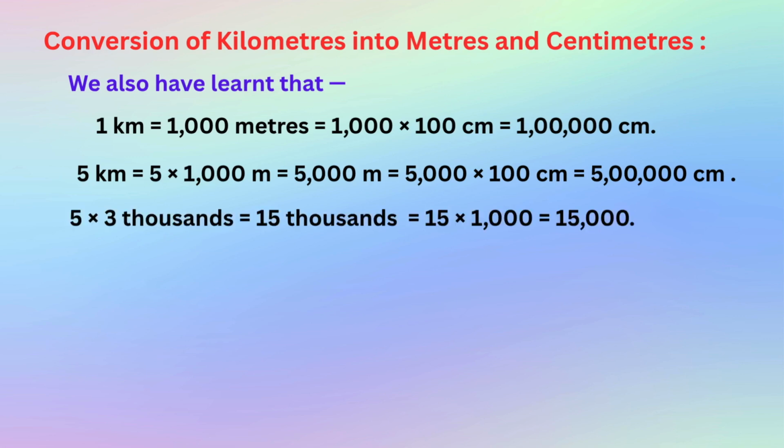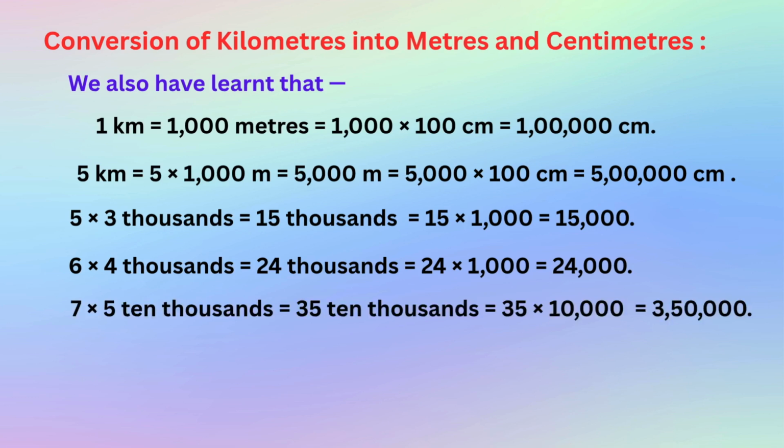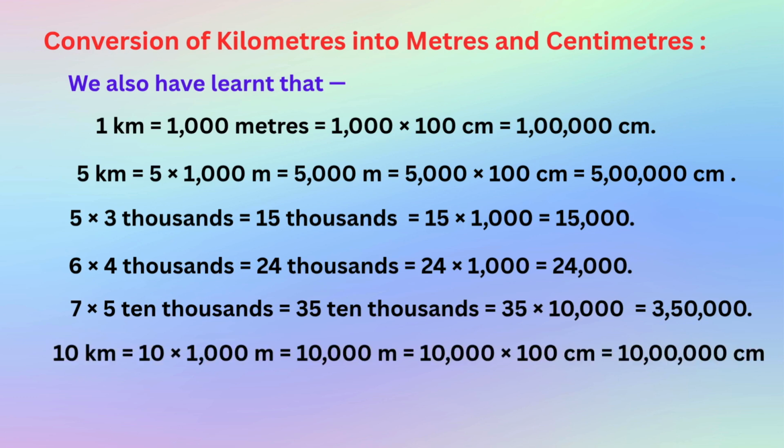5 times 3,000 equals 15 times 1,000 equals 15,000. 6 times 4,000 equals 24 times 1,000 equals 24,000. 7 times 5,0000 equals 35 times 10,000 equals 3,50,000. 10 kilometers equals 10 times 1,000 meters equals 10,000 meters equals 10,000 times 100 centimeters equals 10 lakh centimeters, and so on.